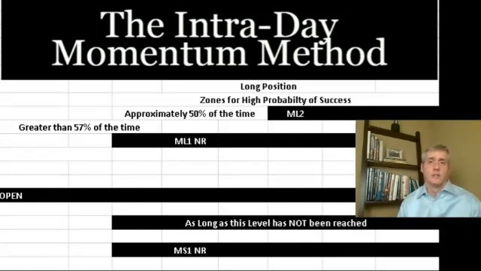Now this totally eliminates the intraday reversal, because the intraday reversal would have to meet that level and the MS1. So basically I said, as long as this level was not reached, what percentage of the time did we get to the ML1? That was 57% of the time, and it was approximately 50% of the time that we actually reached the ML2 level up. This is some stuff that I've been working on just over the last few months to try to increase the probabilities of the trades.